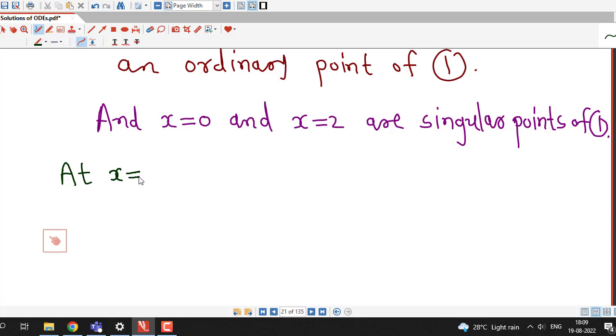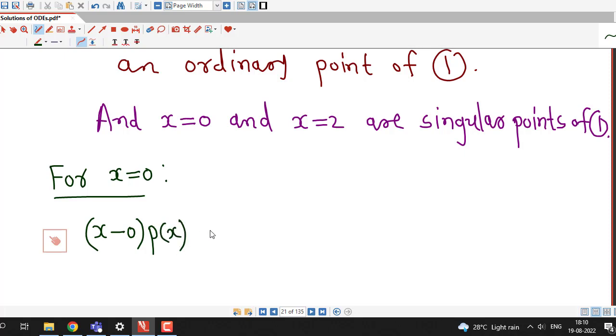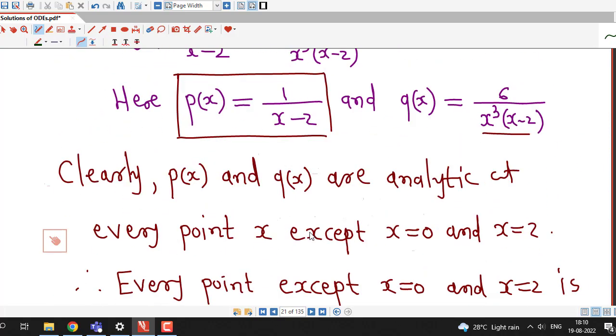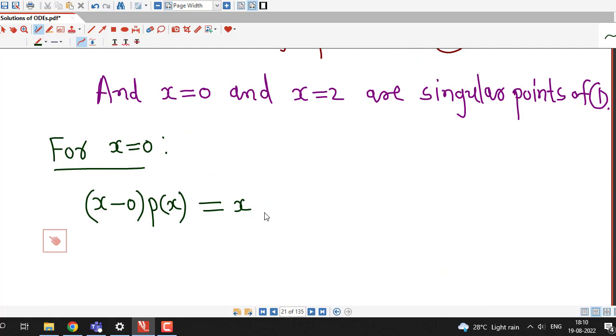So first we check for x equal to 0, and after that we will discuss the same thing for x equal to 2. For x equal to 0, we have to determine whether these two quantities are analytic at x equal to 0 or not: x minus 0 times p(x) and x minus 0 squared times q(x). p(x) is 1 over x minus 2, so we have x times 1 over x minus 2.